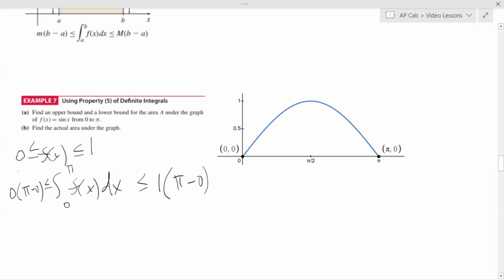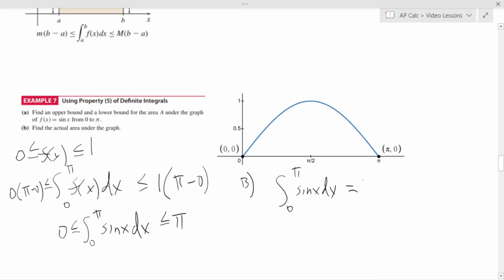Okay? Now, that means that the integral from 0 to pi of f of x, which is sine x, has to be less than or equal to pi, but greater than or equal to 0. All right? So that just gives us a range of possible values to know if we're in the right ballpark when we actually get the answer. So for part B, we're going to get the actual area under the curve. So the integral from 0 to pi of sine x dx.